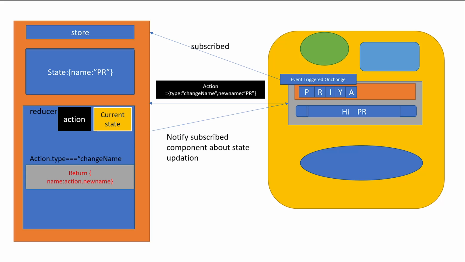This process will continue, and as we type IYA, events are triggered every time and new action objects are sent, and the same cycle continues. When you have typed the whole string, the event is triggered, the action object is sent and processed by the reducer, the new state object replaces the old one, and the UI gets updated.